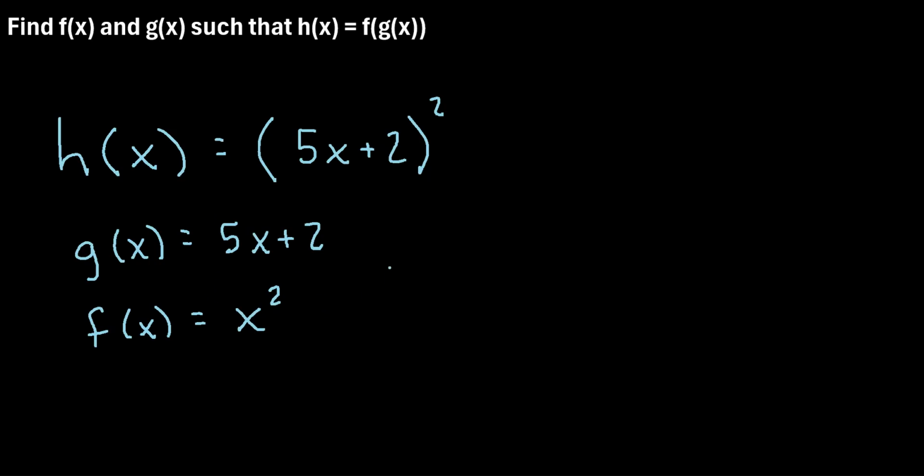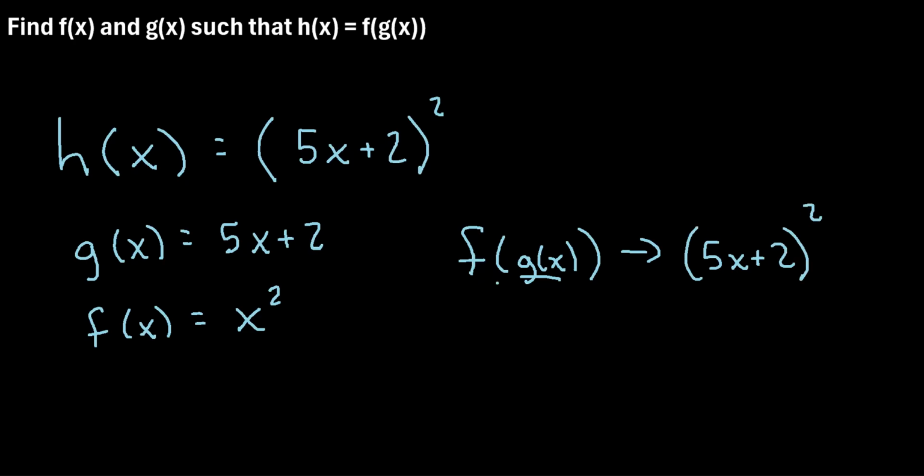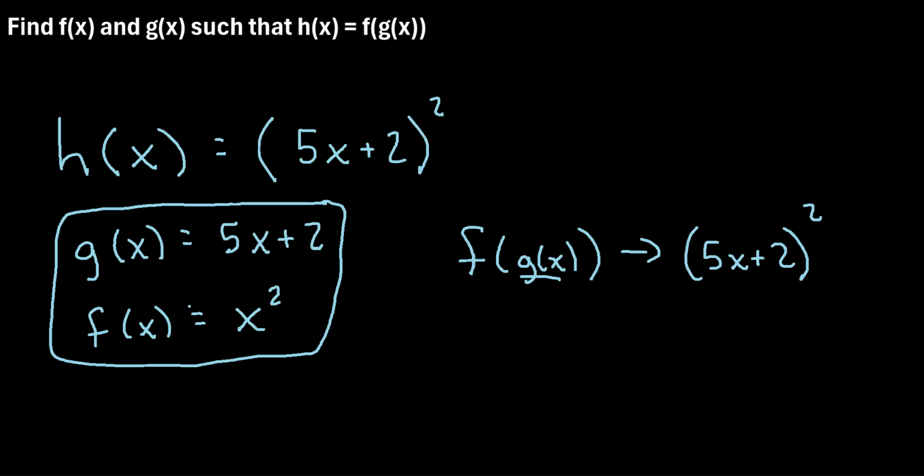If we want to double check that it's correct, all we have to do is write f of g of x and see if we actually get this original h of x equation. The way that we do that is we plug in g of x for x in this f of x equation. So instead of writing x squared, we're going to write 5x plus 2, so we'll say (5x plus 2) squared. That's what f of g of x is. And we'll notice this perfectly matches h of x. So that's how we know we got the right answer. So again, this is our final answer: g of x is 5x plus 2, and f of x is equal to x squared.